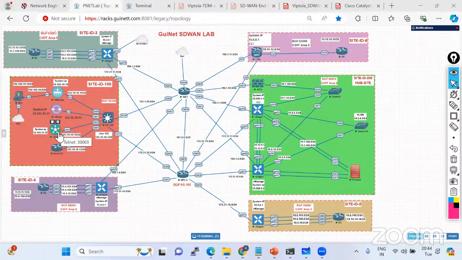Okay, so we'll discuss what is the vSmart, what is the vBond, what is the vManage, what is the vEdge, what is the cEdge, at a later stage. Till here, anyone have any questions? I explained three things till now.